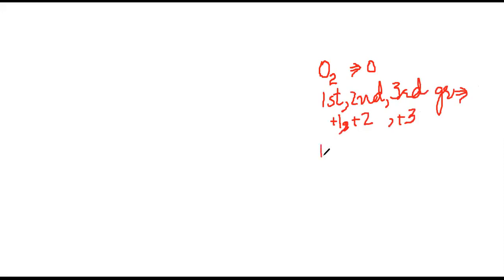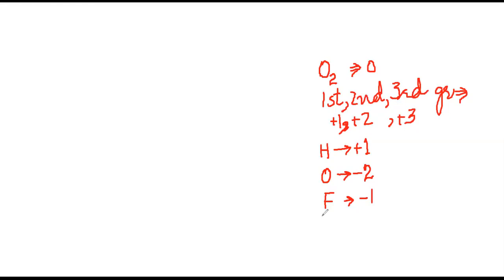Oxidation number of hydrogen is plus 1. There are some exceptions, we shall not discuss those exceptions. So up to your level, just think it is plus 1. Oxidation number of oxygen is minus 2. There are some exceptions, we shall not discuss those exceptions. Oxidation number of chlorine is minus 1.